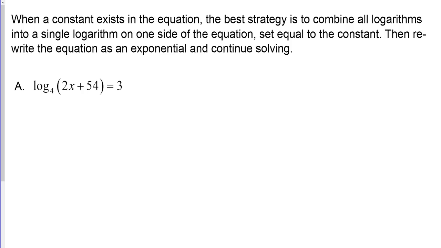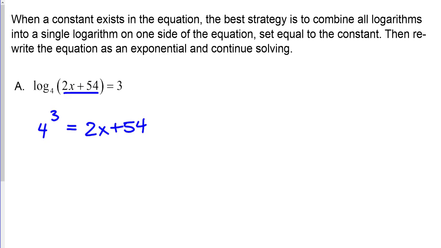It's already a logarithm of a base of an argument equal to 3. It's already one logarithm equal to a constant. So I don't need to use rules of logarithms to do anything with that. What I do need to do, however, because there's a variable in the argument of the logarithm, I'm going to have to change it to exponential form to solve it. So my base is 4, the exponent is 3, and it's equal to 2x plus 54. So I'm just using that rule of how to change logarithmic form into exponential form.